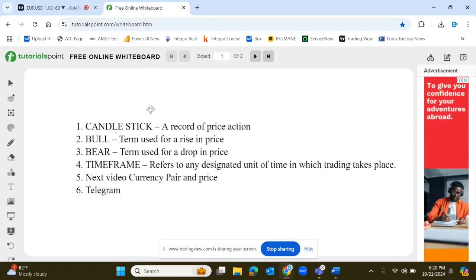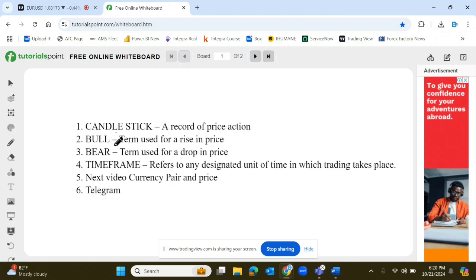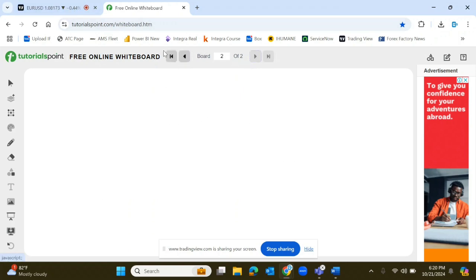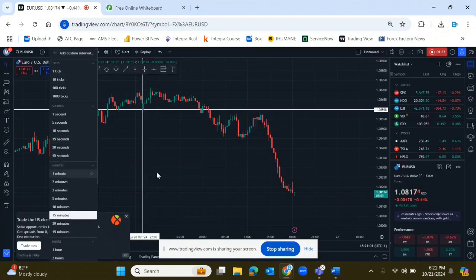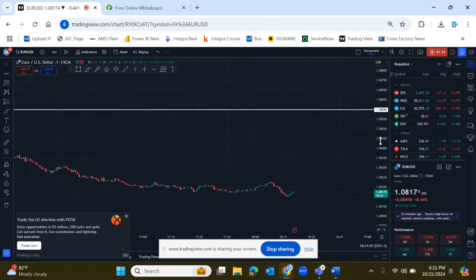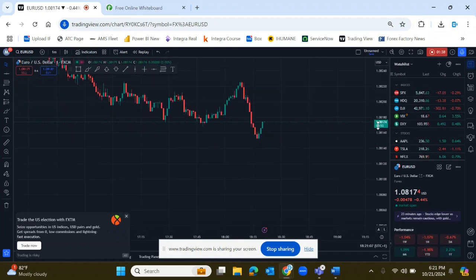So now, what are candlesticks? If you look at the description or explanation we made in the initial video, you will understand what a candlestick is: a record of price action. Now, let us go to a live Forex environment so that we will be able to understand what this means. So now, if you look at these charts, this represents price action. Okay, so whatever the price is doing at any given point in time, that is what forms a candlestick.